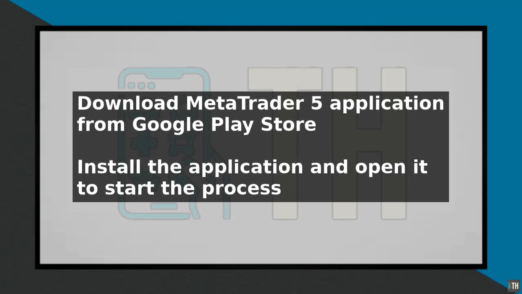To set up MetaTrader 5 on Android. First, you need to download and install the application from the Google Play Store. Open the Google Play Store, search for MetaTrader 5, and click the Install button to begin the download process. Once the installation is complete, open the application.